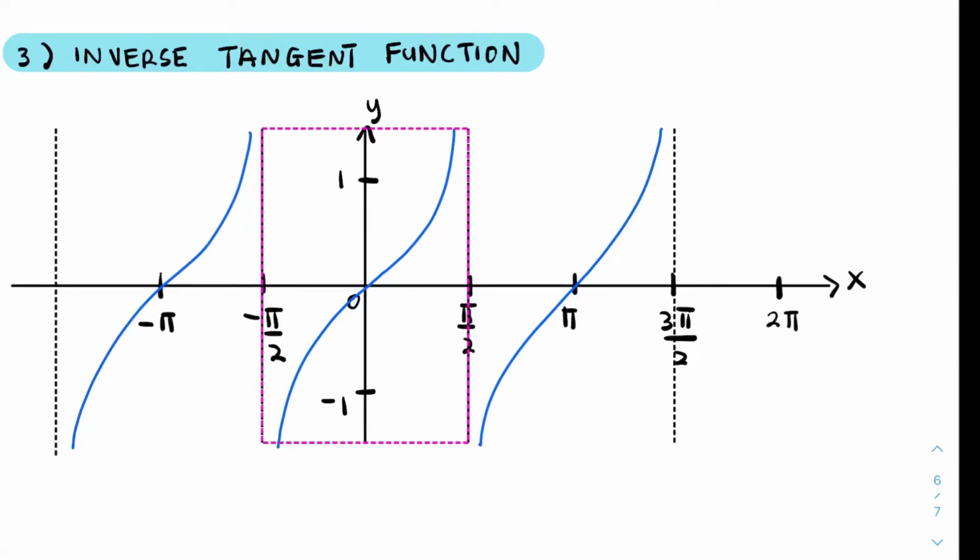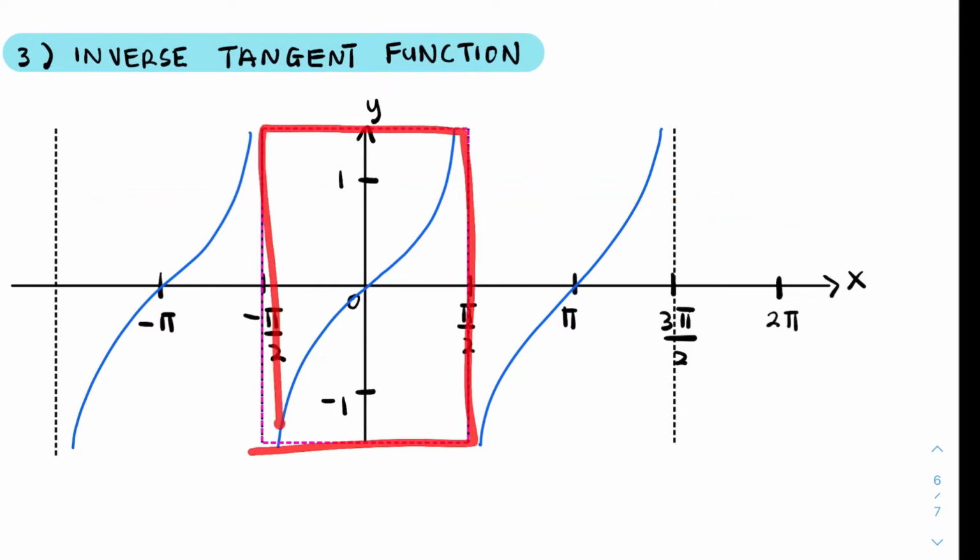Okay, now in this video, I'm going to discuss the inverse tangent function. As we have done with sine and cosine, again we have to restrict the domain of your tangent function because it would fail the horizontal line test. So what we do is restrict the domain to negative pi over 2 until pi over 2 only.